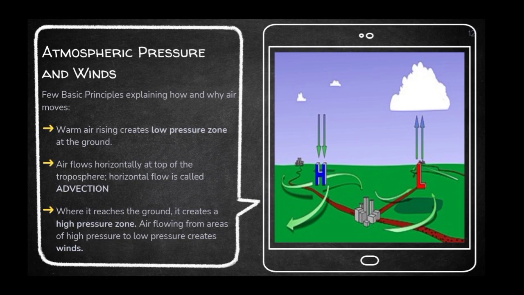A few basic principles go a long way toward explaining how and why the air moves. Warm air rising creates a low pressure zone at the ground. Air from the surrounding area is sucked into the space left by the rising air. Air flows horizontally at the top of the troposphere. The horizontal flow is called advection. The air cools until it descends. Where it reaches the ground, it creates a high pressure zone. Air flowing from areas of high pressure to low pressure creates winds.